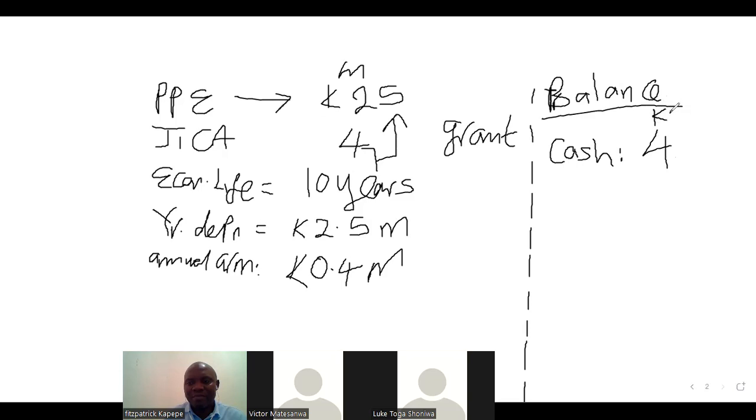So this 4 million comes in. As long as the last half of the balance sheet hasn't been taken care of, the balance sheet is not going to balance. So what you now call a statement of financial position is not going to balance. So this 4 million has come in. JICA has given you, it's actually sitting in your bank. So under liabilities, this is before year end. Under liabilities, you will have non-current liabilities, you will have deferred income of 3.6.